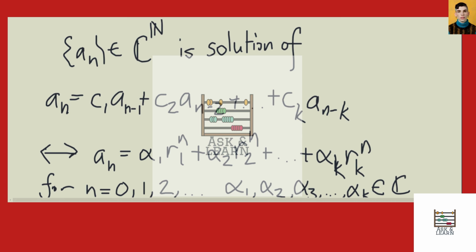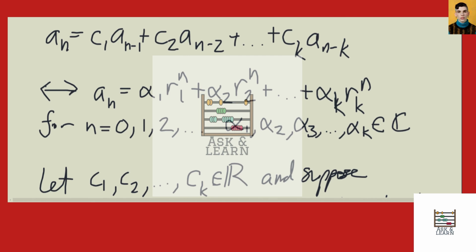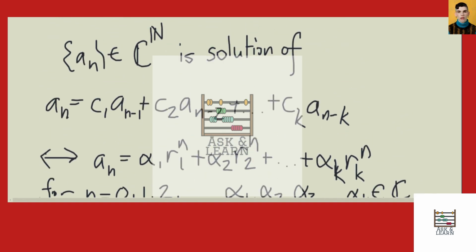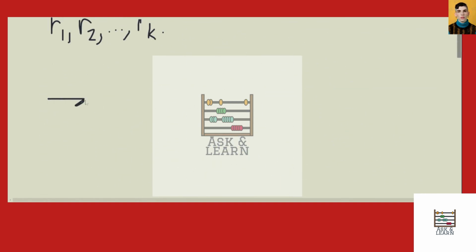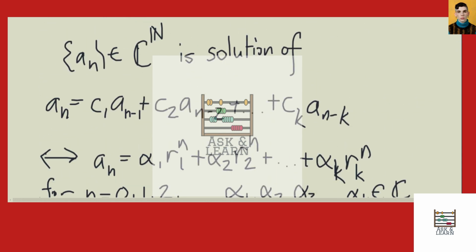Then we have that the sequence of complex numbers an is a solution of the recurrence relation an equals c1 an minus 1 plus c2 an minus 2 plus ck an minus k if and only if the sequence satisfies an equals alpha 1 times r1 to the n plus alpha 2 times r2 to the n all the way up to alpha k times rk to the n, for natural numbers n equals 0, 1, 2, and so on, and for some constants alpha 1, alpha 2, alpha 3, and up to alpha k in the complex numbers.